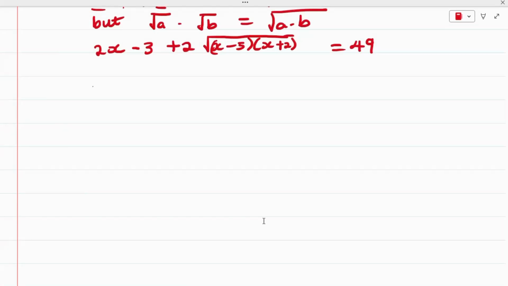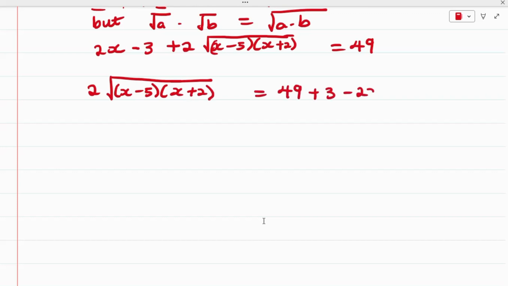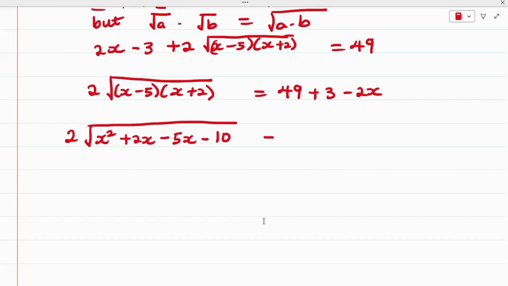So from here we want to simply isolate 2 multiply the square root of x minus 5 multiply x plus 2, and this is equal to 49 plus 3 minus 2x. So for this we have 2 into the square root of x multiply x is x squared, x multiplied 2 is plus 2x, minus 5 multiply x is minus 5x, minus times plus is minus, 5 times 2 is 10, and this is equal to 49 plus 3 is 53 minus 2x.